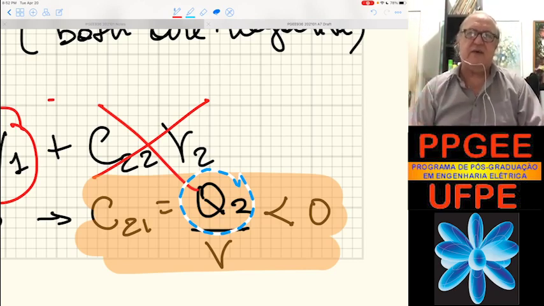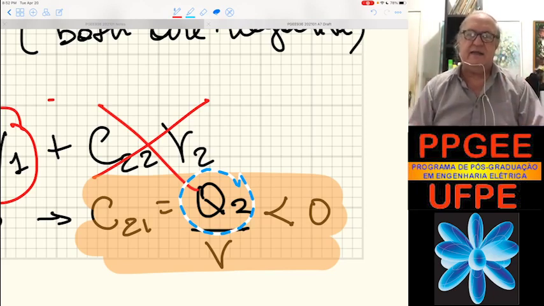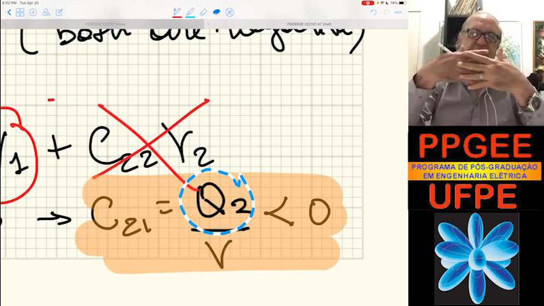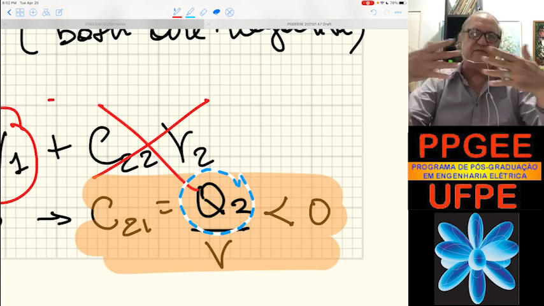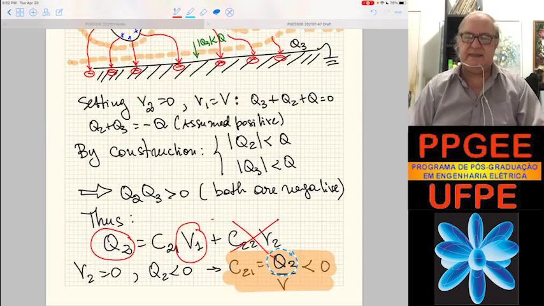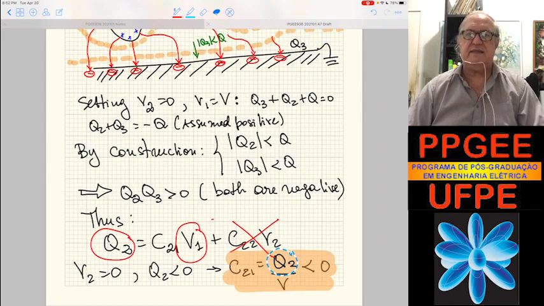It's easy to understand why this is reciprocal, because I would have the same behavior. I could change the energization, and the field lines would be the same. Would have the same behavior. So C21 and C12 are the same. Okay, so that's how we proved that.